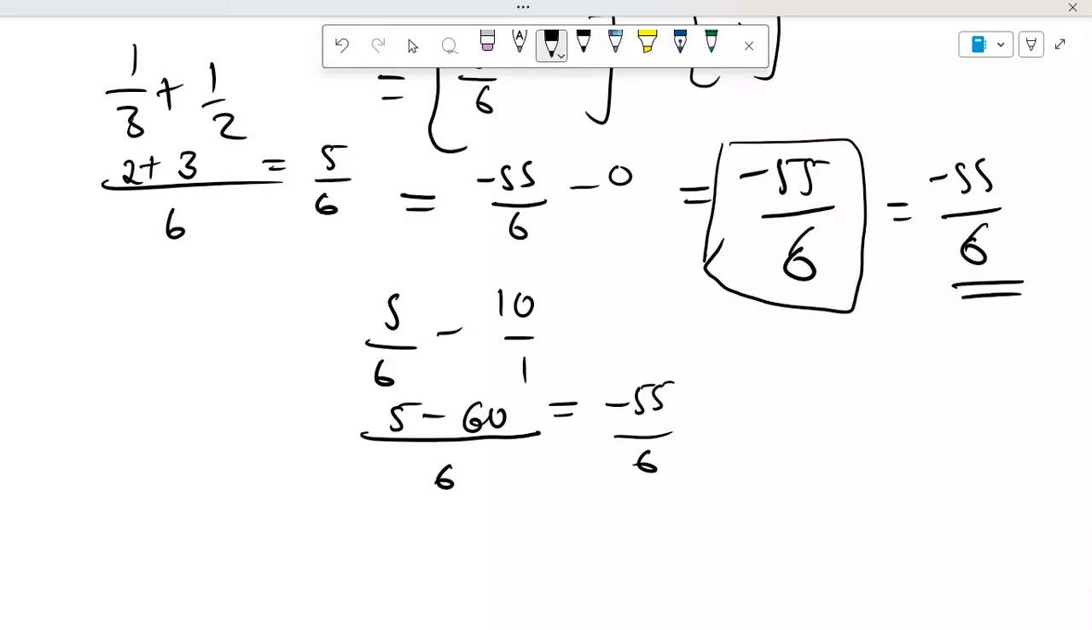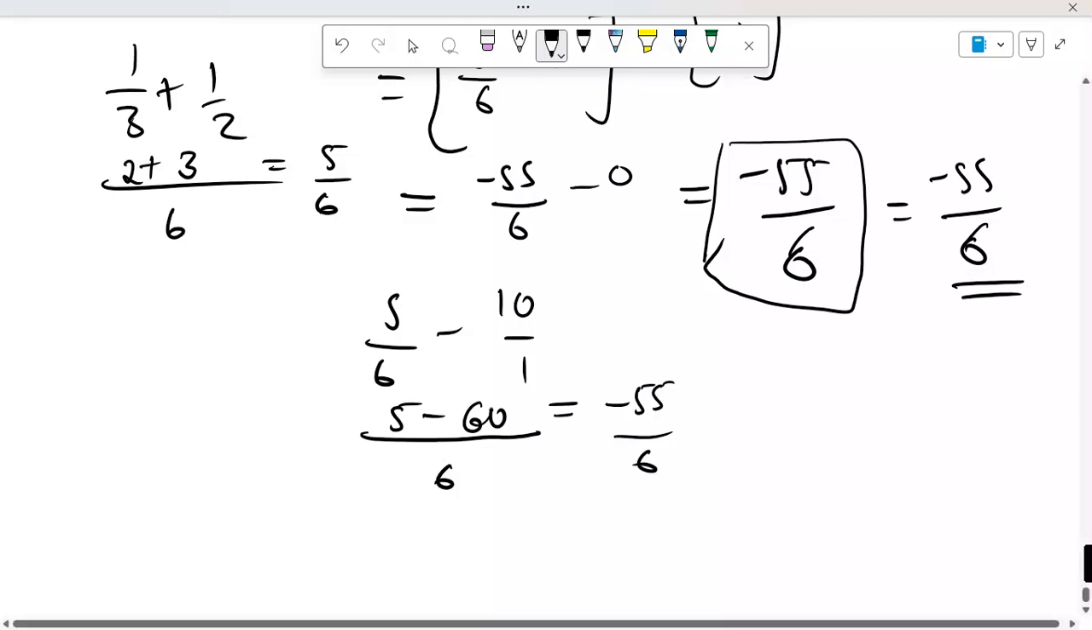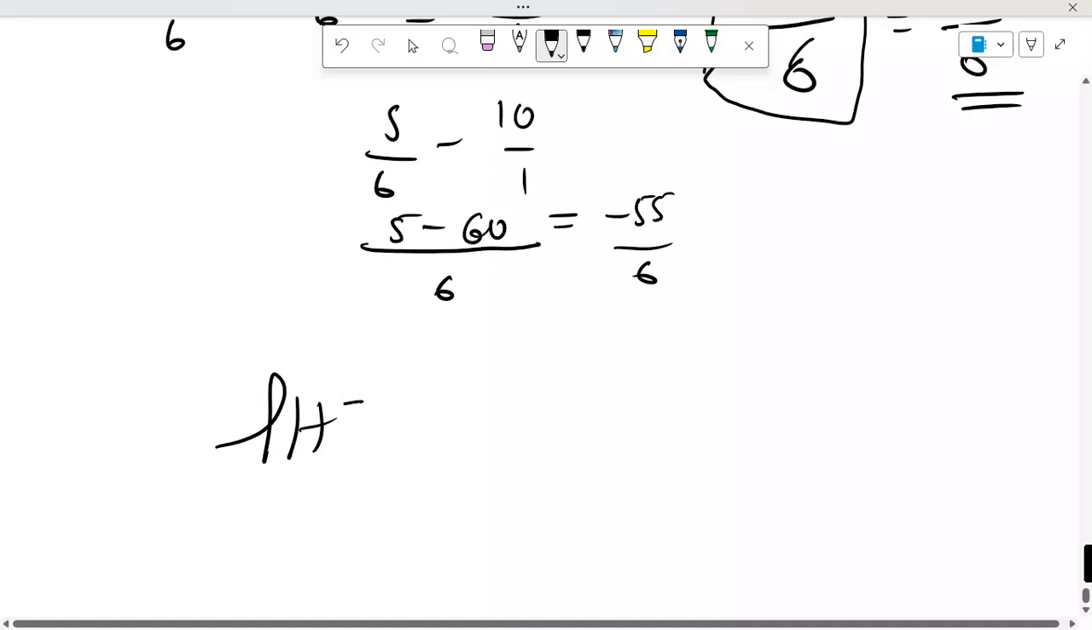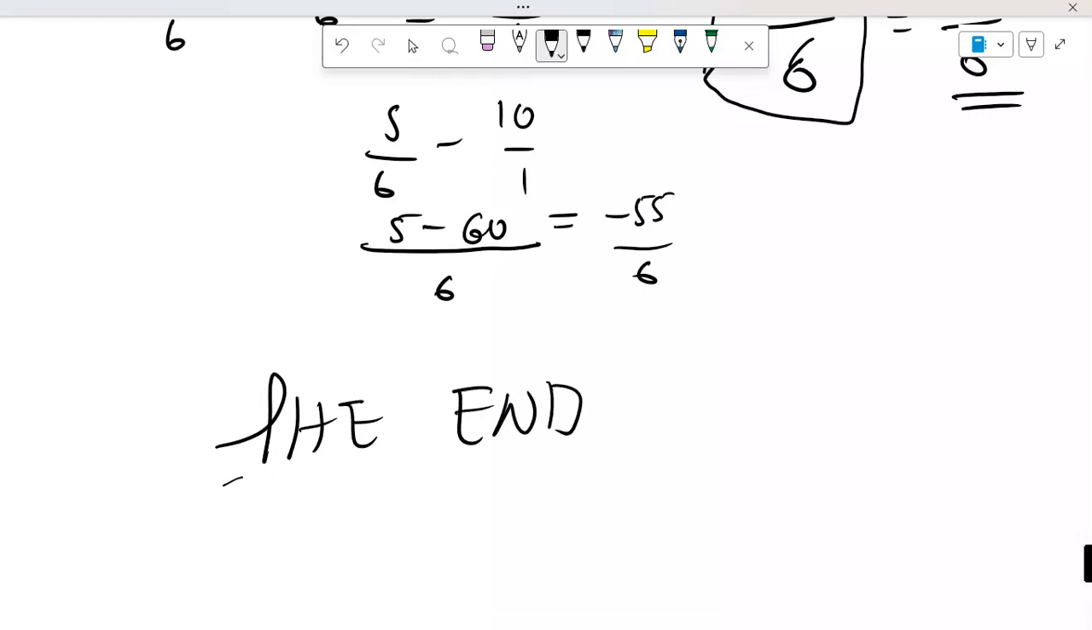Okay, so now we've finished. Today we've revised the power rule of integration.